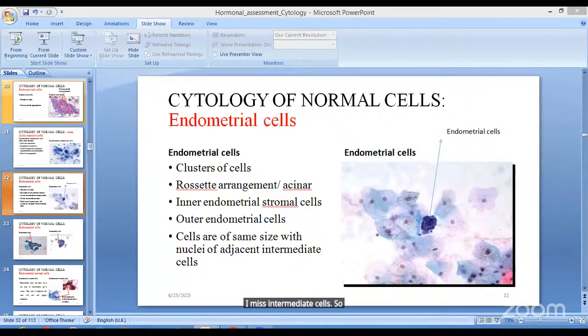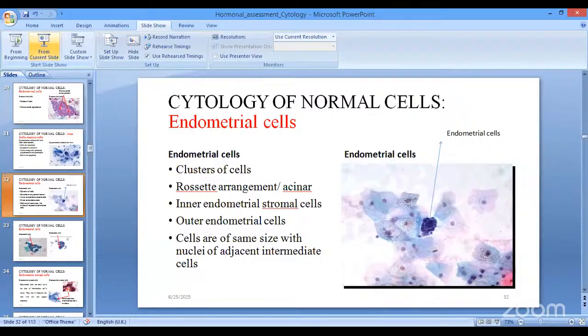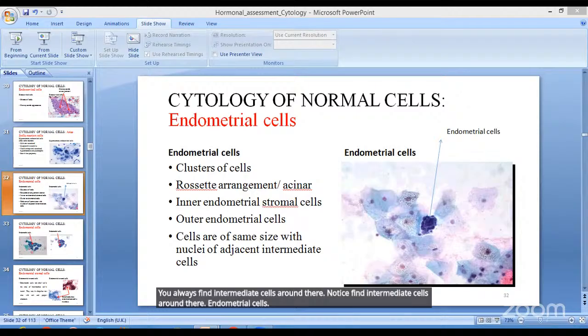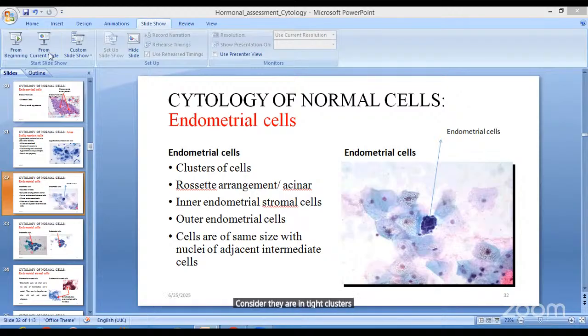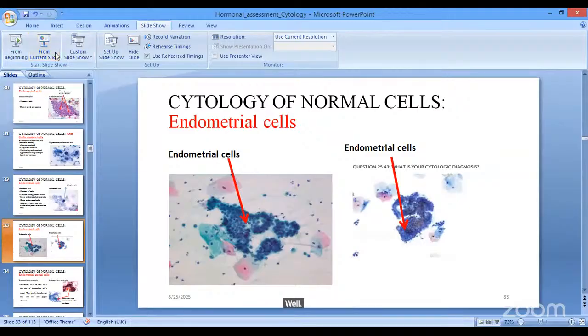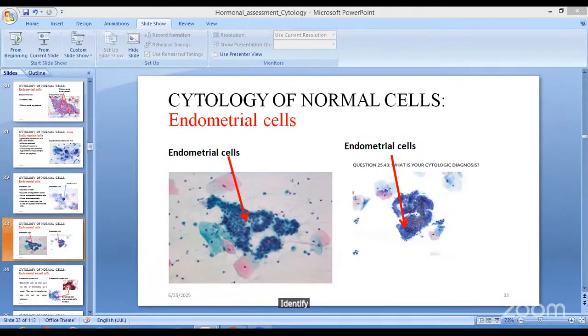So you can see this slide, with an arrow pointing to the endometrial cells. More illustrations on endometrial cells. You always find intermediate cells around there. Endometrial cells, you can see they are in tight clusters. Sometimes they are crowded and in sheets. But by the size of the nucleus, you will be able to identify them as endometrial cells.